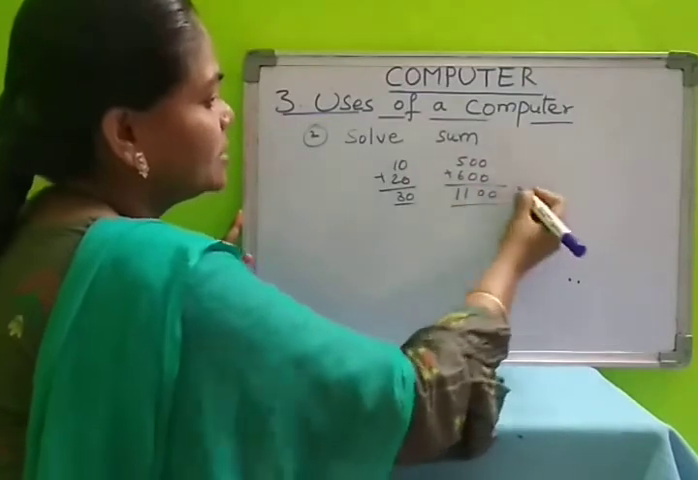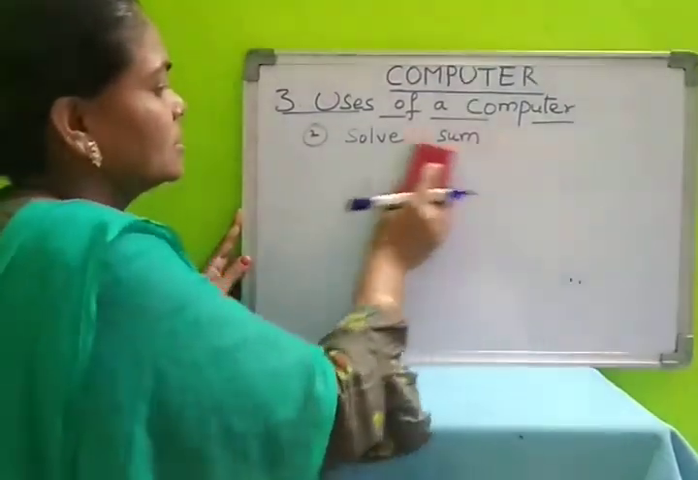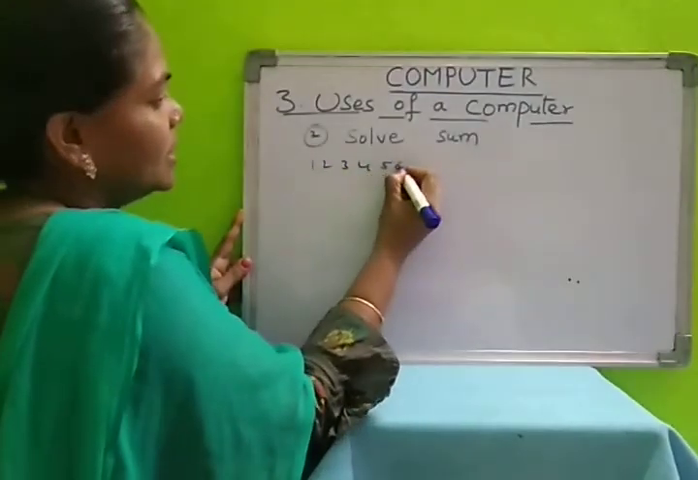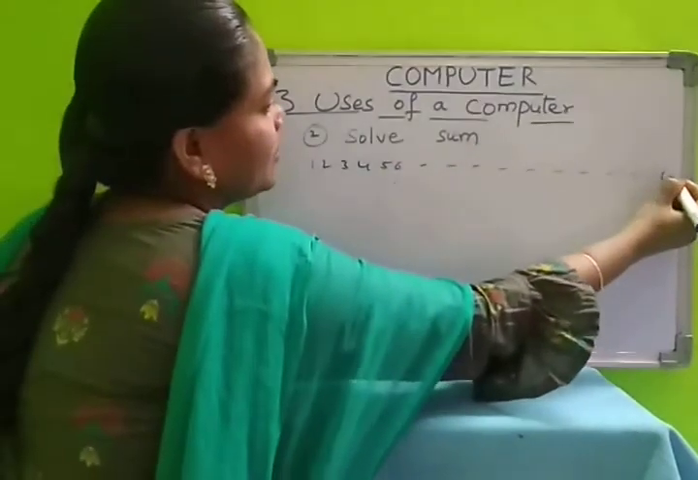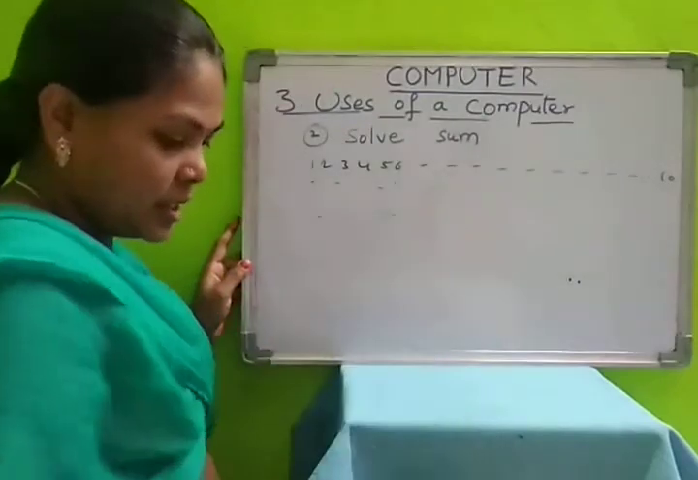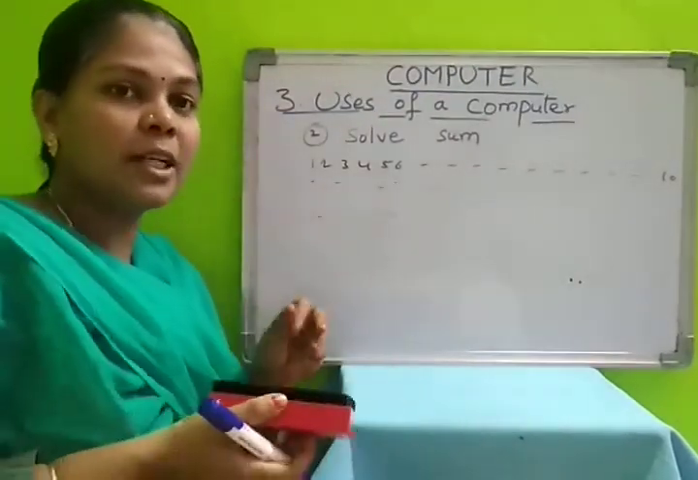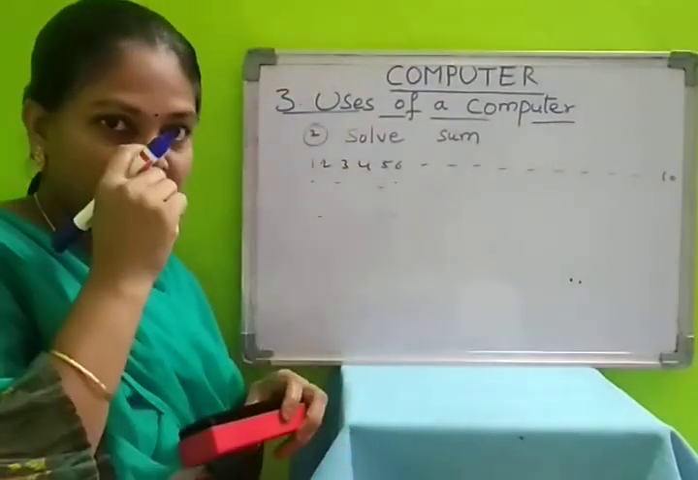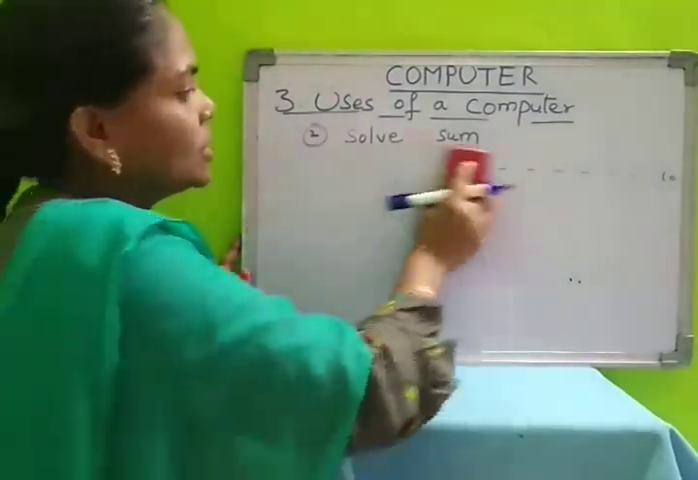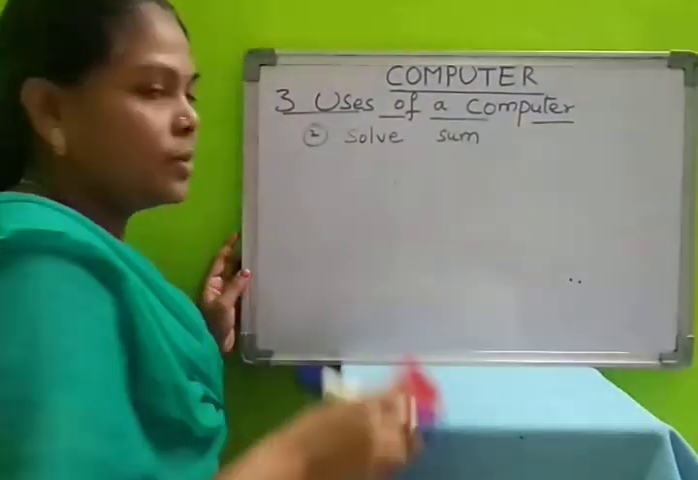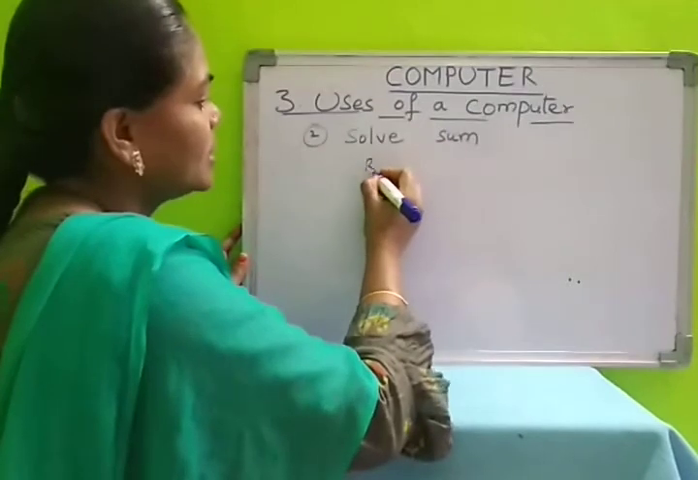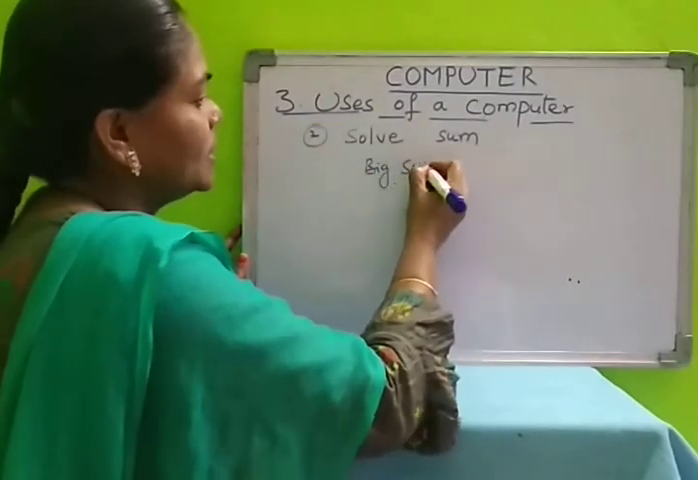Suppose you have big numbers, 1, 2, 3, 4, like this. All this much big number you have, and another big number, and another. If you have those, can you calculate them? We may do, but we can make some mistakes. So without any errors, without any mistakes, to do the calculations, we use a computer. So what is the second use? Solve sums. To solve big sums, we use a computer.